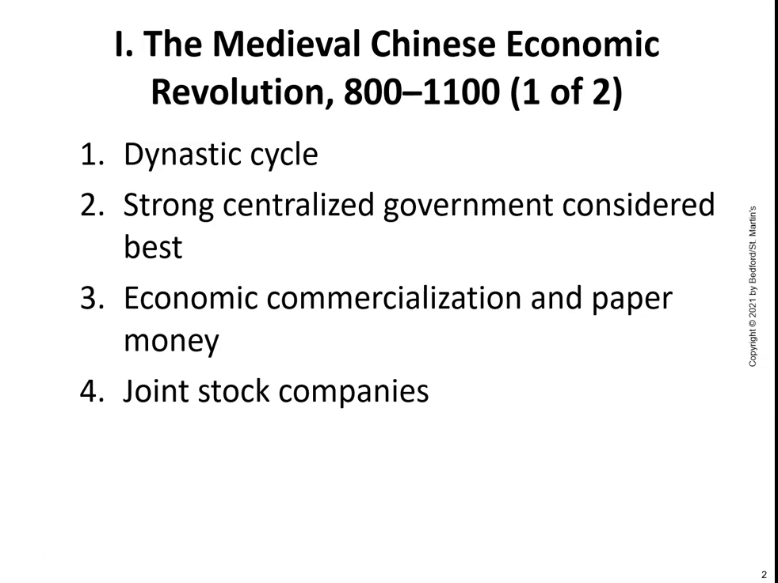Chinese economic commercialization improved with agricultural prosperity, which increased marketing of Chinese products, and this led to the first establishment of paper money. As trading increased, merchants organized and set up joint stock companies with shareholders and managers. Sounds a lot like what the English are going to do in the English colonization of the Americas. We have joint stock companies in the beginning. So this should hopefully be a little bit familiar to you.